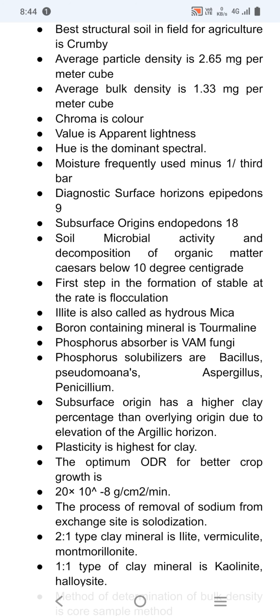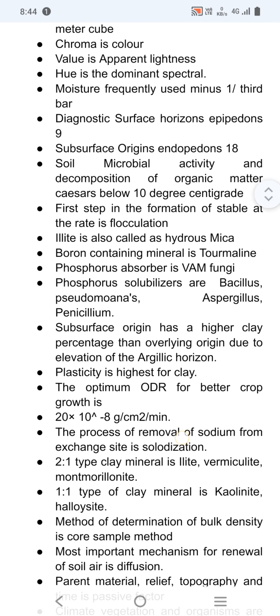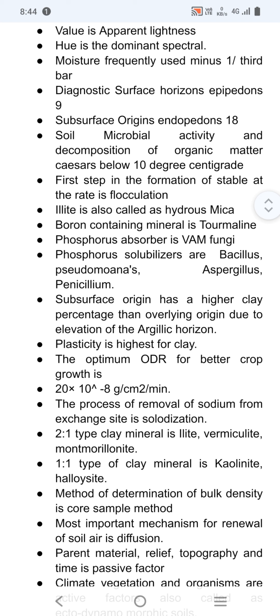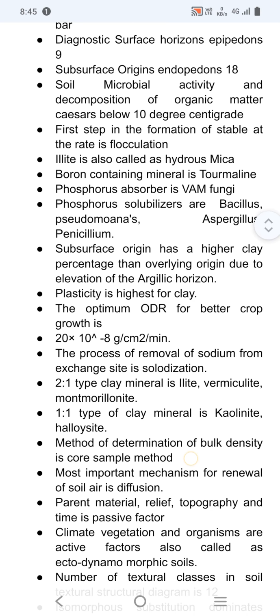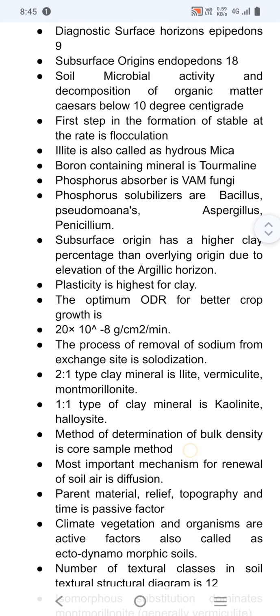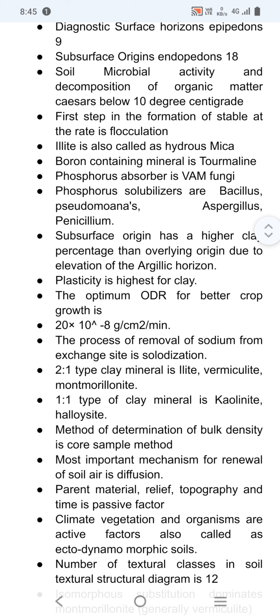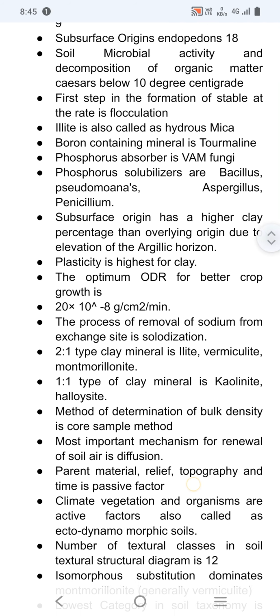Soil microbial activity and decomposition of organic matter cease below 10 degrees centigrade. The first step in the formation of stable aggregates is flocculation. Illite is also called hydrous mica. Boron-containing mineral is called tourmaline. Phosphorus absorber is VAM fungi, vesicular arbuscular mycorrhiza. Phosphorus solubilizers are Bacillus, Pseudomonas, Aspergillus, Penicillium.